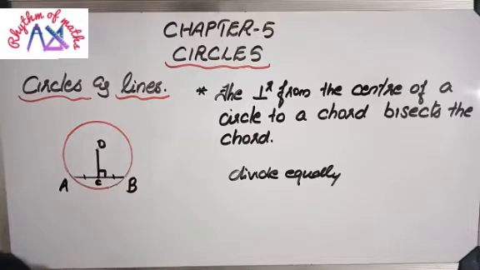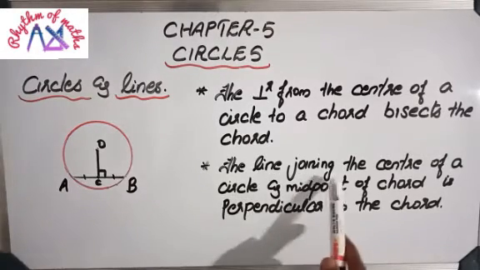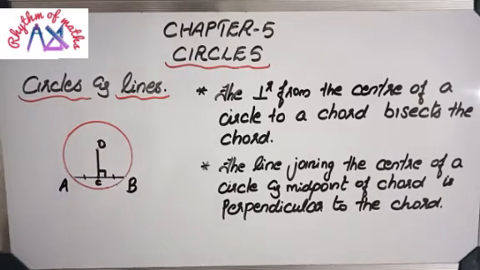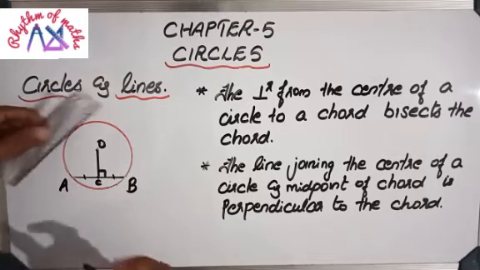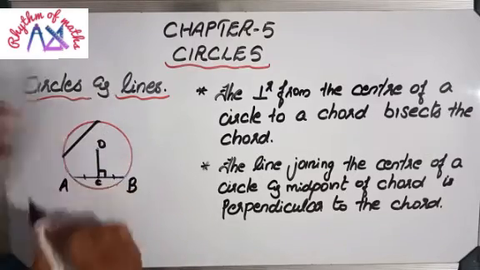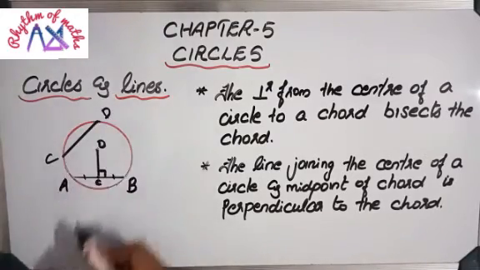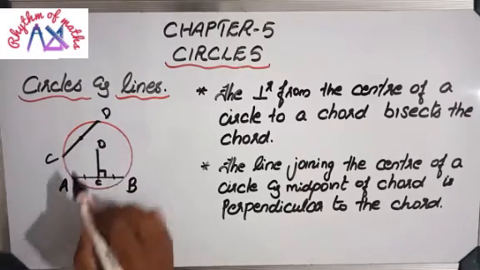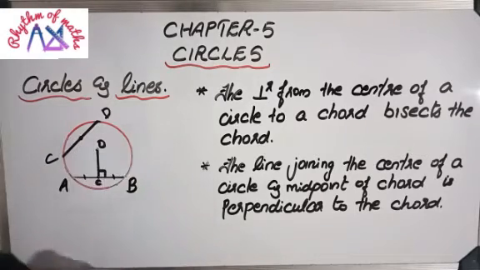Now one more concept is there. That is, the line joining the center of a circle and the midpoint of a chord is perpendicular to the chord. A line joining which two points? Center point of the circle and midpoint of the chord. Suppose we have a chord here, CD, and this is a 5 centimeter line. Then its midpoint will be where? Total 5 centimeter means the midpoint will be at 2.5. This is the midpoint, and O is the center of the circle.